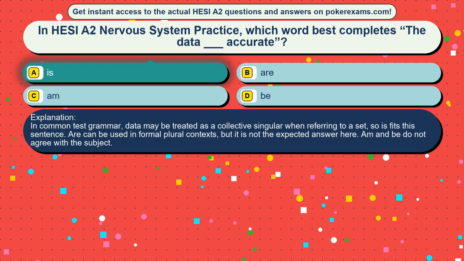In common test grammar, data may be treated as a collective singular when referring to a set, so "is" fits this sentence. "Are" can be used in formal plural contexts, but it is not the expected answer here. A and B do not agree with the subject.